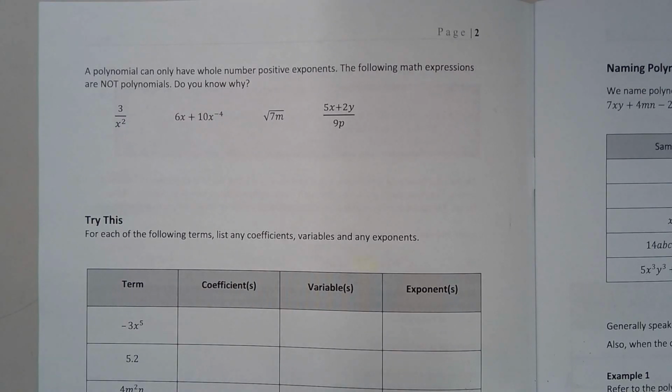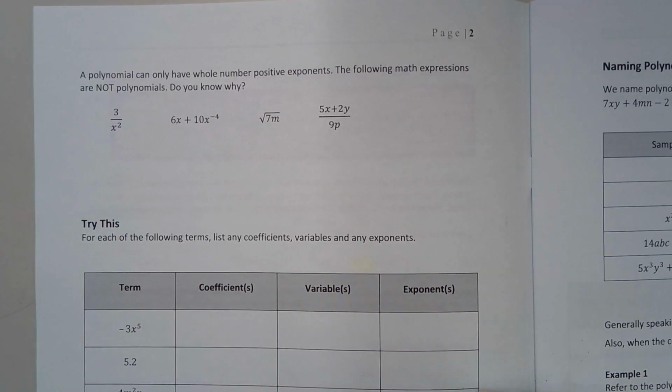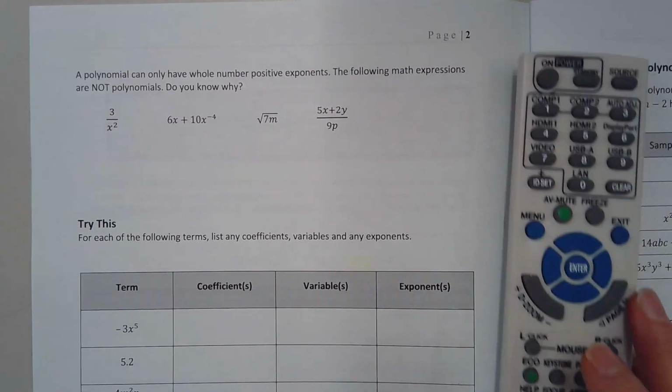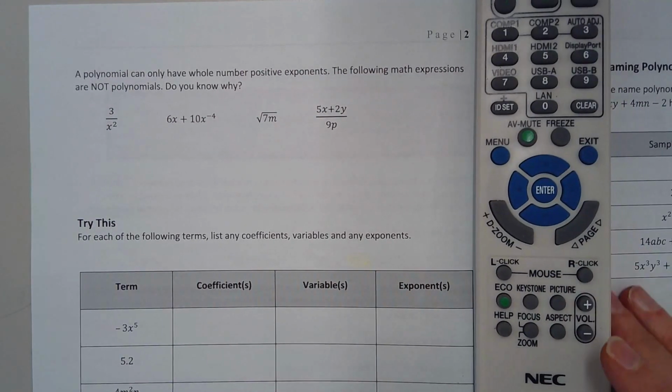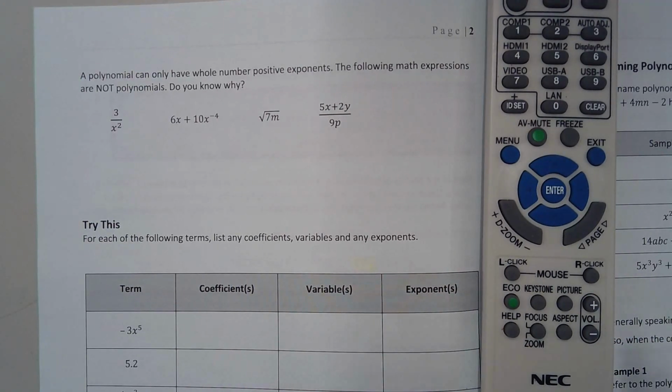So the only thing you have to remember is a polynomial can only have whole number positive exponents. Okay? The following math expressions are not polynomials. Okay, so let's just discuss it. We won't be studying not polynomials. We're just studying polynomials. But just so you know, just at the very beginning, why they're not polynomials. They do represent some kind of a math function, but they're just not polynomials.